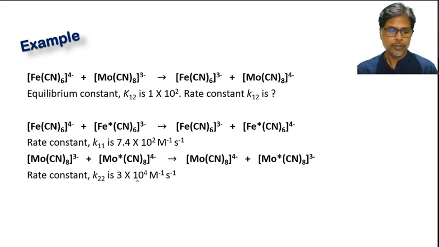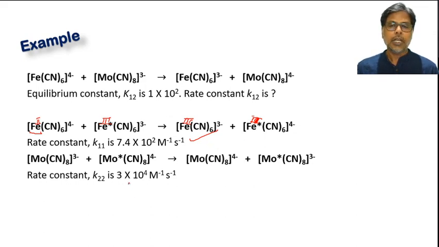In this case, here you have iron 2, and this one is in +3 oxidation state, and iron 2 becomes iron 3, and iron 3 becomes iron 2. This is a self-exchange reaction. The rate constant for this reaction has been found to be 7.4 into 10 squared.